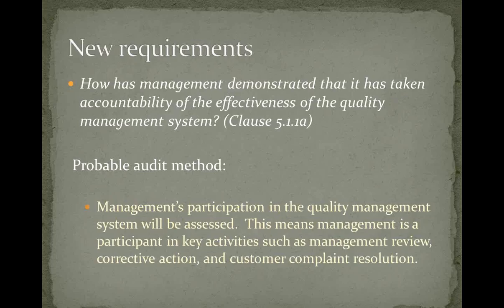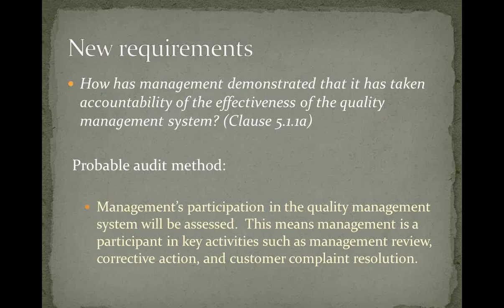Transitioning now to Section 5, has management demonstrated that it has taken accountability of the effectiveness of the quality management system? And this is kind of an interesting concept here, and I do believe that this is very much what has been intended for some time. And that is that management is involved, and management is making itself accountable.